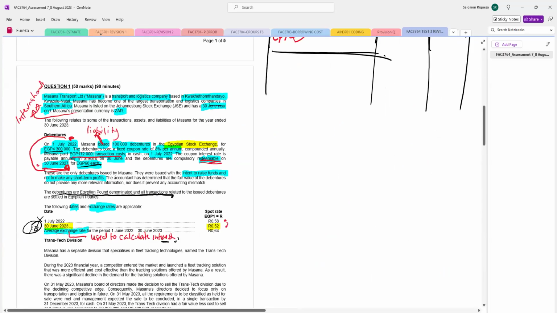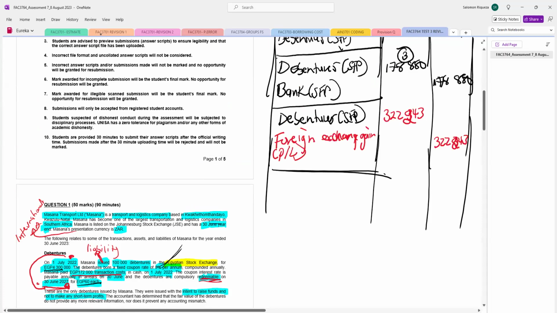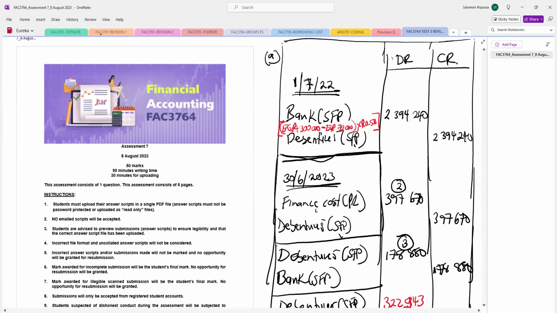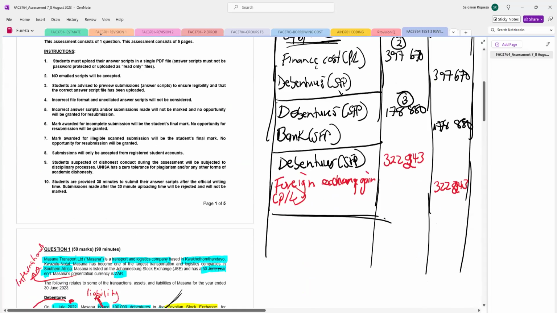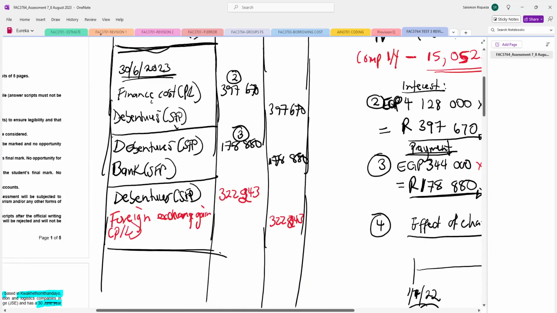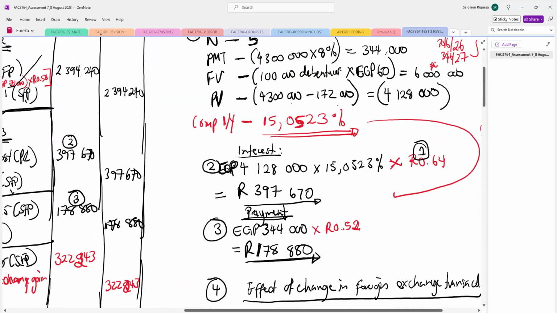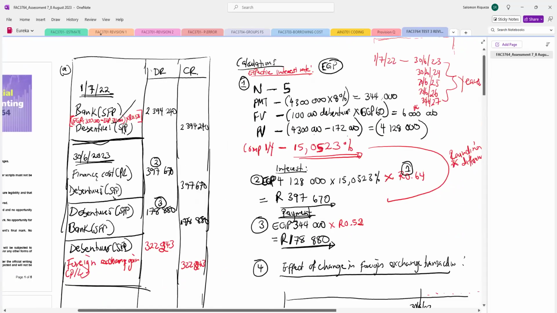If you look at it very well, we touched on everything that we need to touch on. We touched on the foreign exchange. We touched on the interest that we meant to calculate. We touched on the payment on the coupon rate, the value in the beginning. We touched on the transaction cost. So that is it, guys. This is all the journals that we can do here. Please, any questions before we move on?